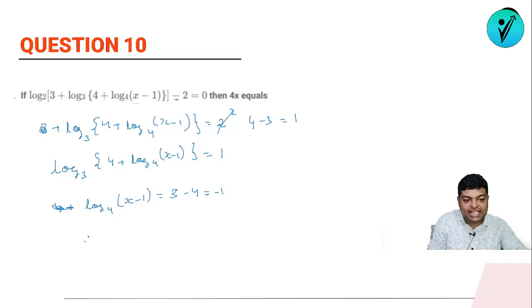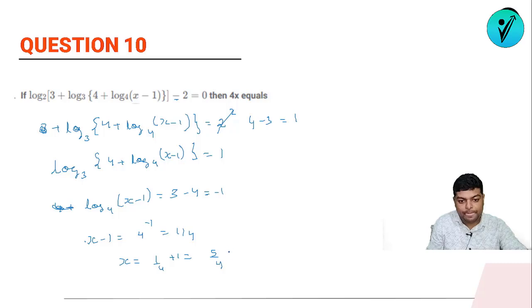So again we can say that x minus 1 is nothing but what? It is 4 to the power of minus 1. Okay, so it can be 1 upon 4. So the value of x is 1 upon 4 plus 1, which is 5 by 4. The value of x that we are getting is 5 by 4.